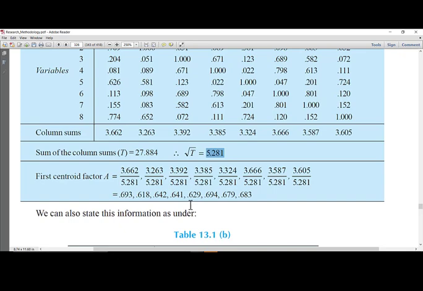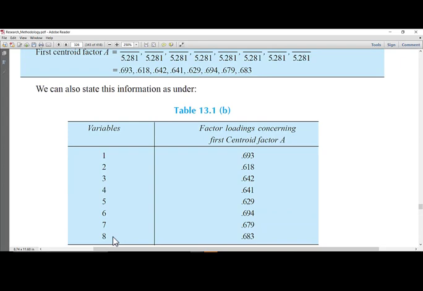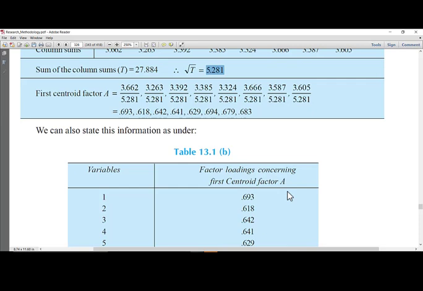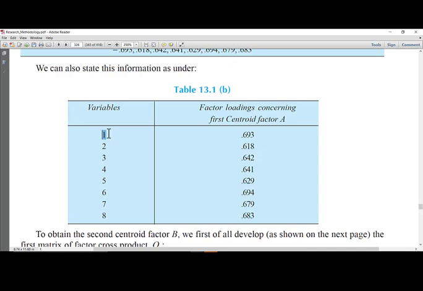Now we can also state this information as under. Here 8 variables are there. Then we are calling these factor loadings concerning first centroid factor A. What is this factor loading? What we understand is that variable 1, to what extent it is related to the factor A. That means to 69.3% it is related to factor A. And second variable, its relation to the centroid factor A is 0.618. That way we can understand. Here, particularly 0.694, that is sixth variable, is more related to this centroid factor A compared to other variables.